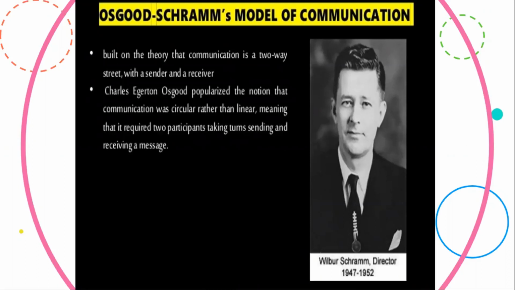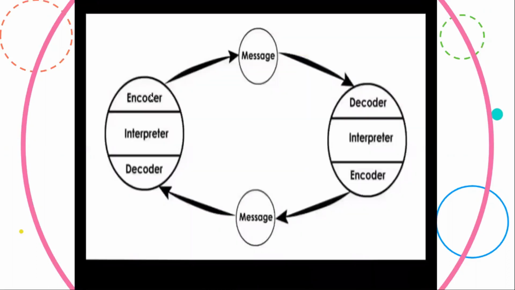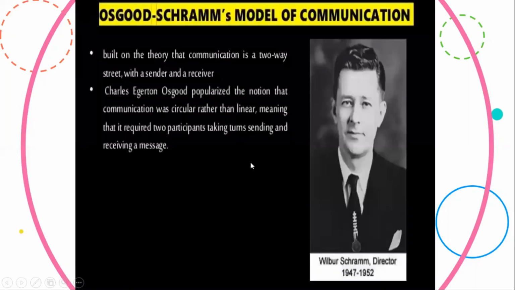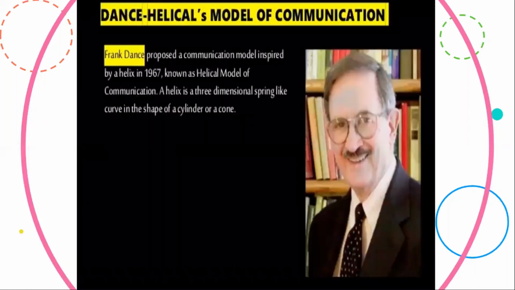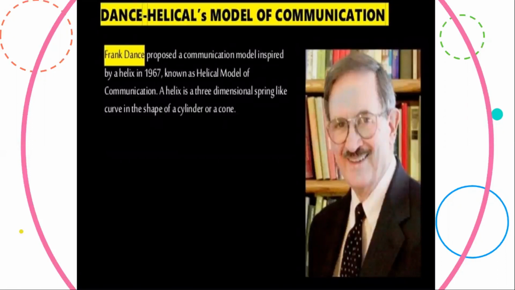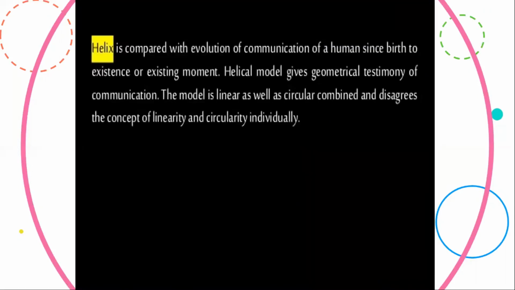Okay, next. This is the visual interpretation of Crumb's model of communication. Then Dance's helical model of communication. Frank Dance proposed a communication model inspired by a helix in 1967, known as the helical model of communication. A helix is a three-dimensional spring-like curve in the shape of a cylinder or a cone.